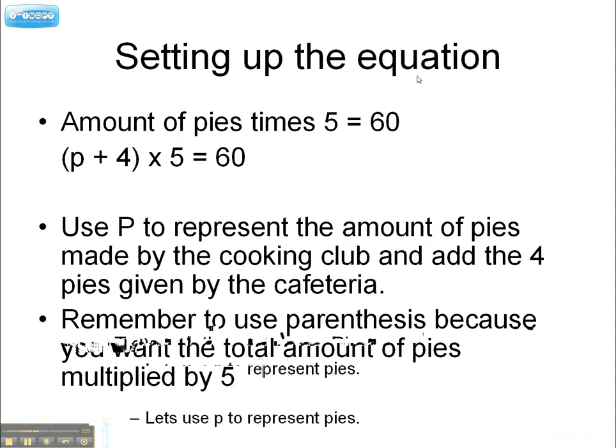Next, we have to set up the equation. We know the amount of pies times 5 equals 60. So we have the equation, the quantity P plus 4 times 5 equals 60. Now remember, we have to use P to represent the amount of pies made by the cooking club, and then add the 4 pies given by the cafeteria. We use the parentheses because we want to multiply the total amount of pies by 5.